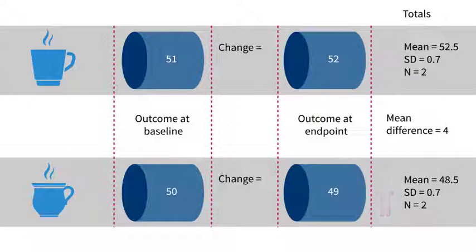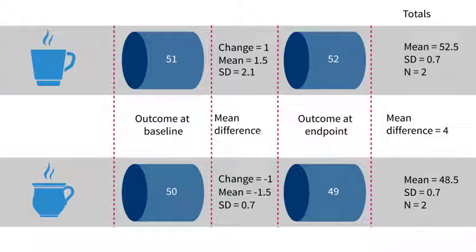Now it is possible to calculate a change from baseline score for each participant by subtracting the baseline score away from the endpoint score. At the end of study, these change measures can also be used to calculate a mean and standard deviation for each group. You can then calculate the difference between the mean change scores by subtracting the control group away from the intervention. This is also called a mean difference, MD.